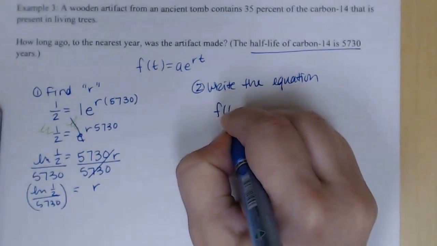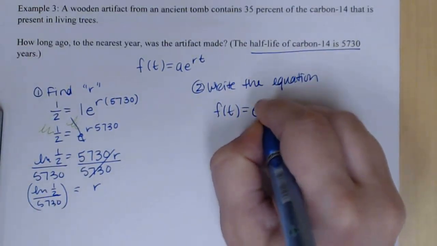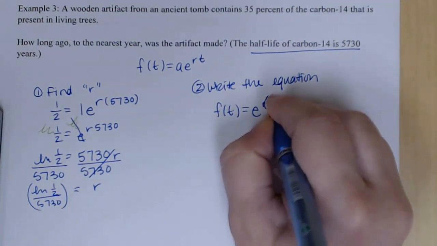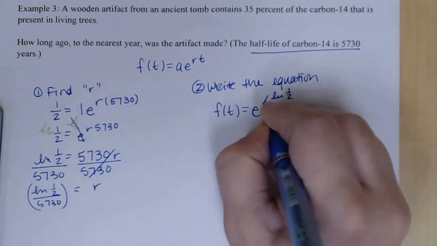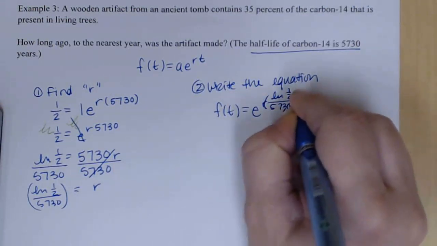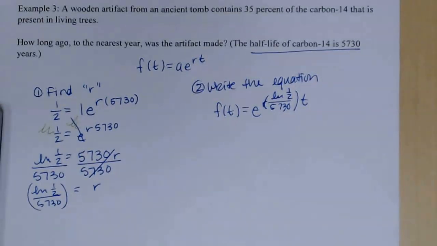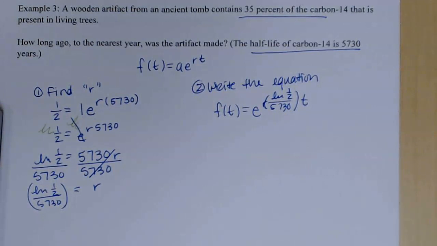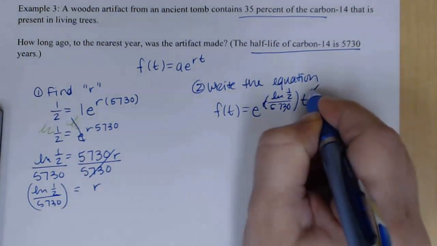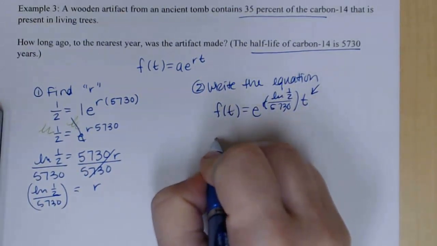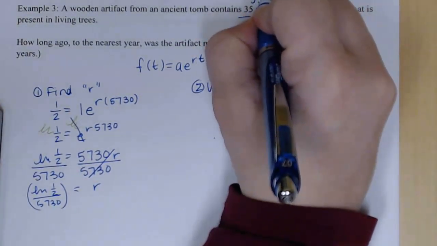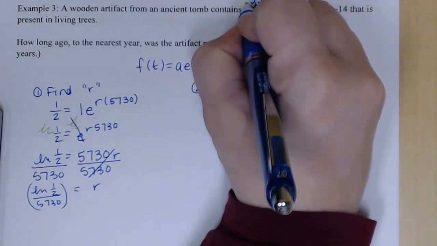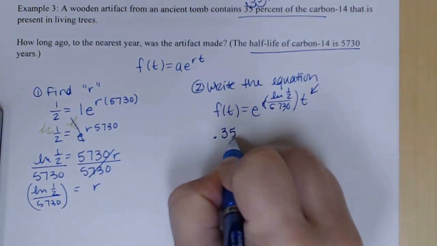So this would be f of t is equal to e to the r t, where r is ln of 1/2 over 5,730. And then it says, one artifact from an ancient tomb contains 35% of the carbon-14 that's present in living trees. How long ago was the artifact made? So this time, we're going to be solving for t. And so 35%, remember you always want to change your percents back to a decimal. So I'm going to be looking at, when is this equal to 0.35?